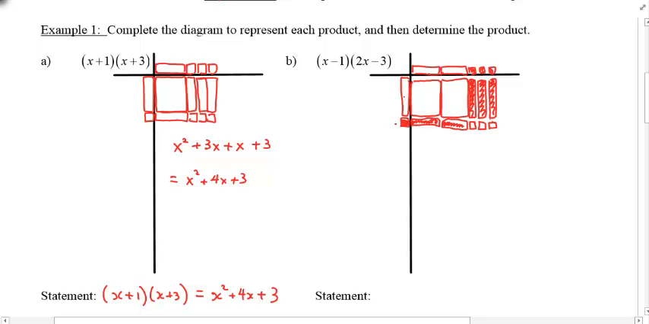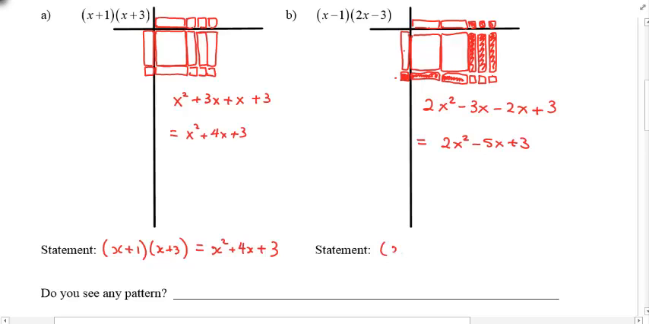And so lo and behold, what do we have? I see 2x squareds. I see minus 3x. I see another minus 2x. And I finally see a positive 3. And that simplifies to 2x squared minus 5x plus 3. So, our statement: x minus 1 times 2x minus 3 equals 2x squared minus 5x plus 3.